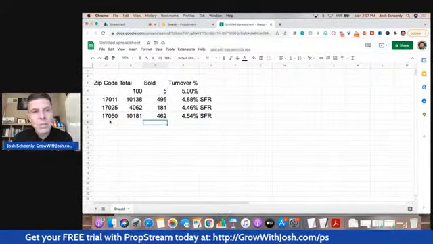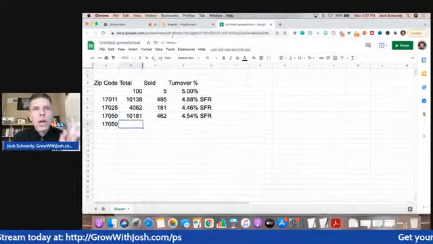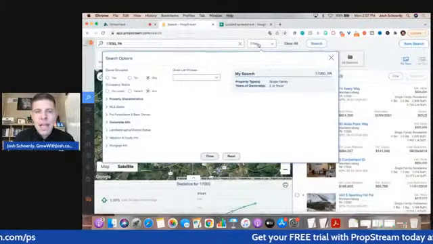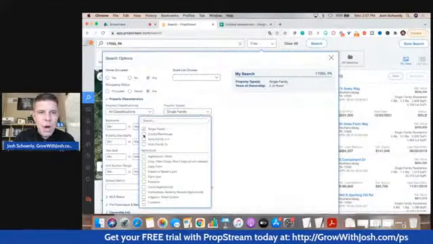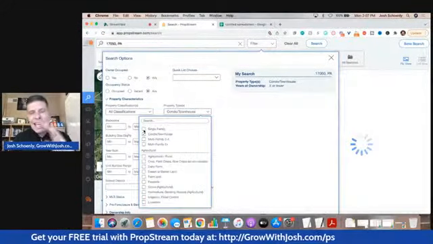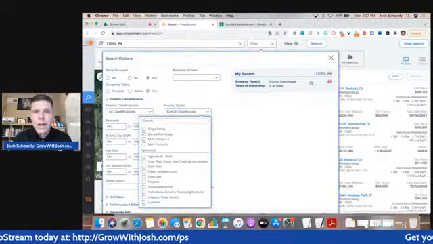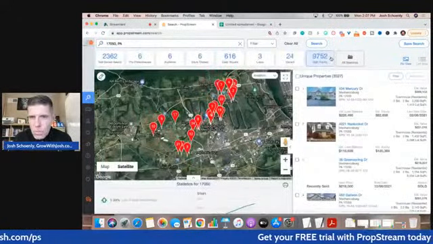Now, one other thing I thought I would do, which would be fun, is I'm going to do 17050, but we're going to do townhomes, not single family residences. I'm going to do townhomes and condos, because in my market, a condo could be like a townhome. We don't have the traditional downtown condo type stuff. So I'm going to do that. I'm going to remove this, and we'll go.